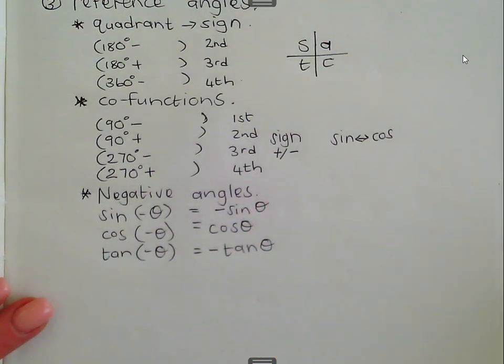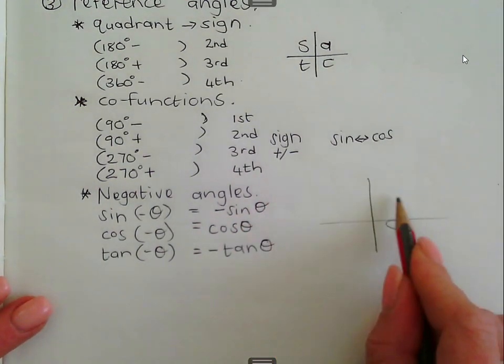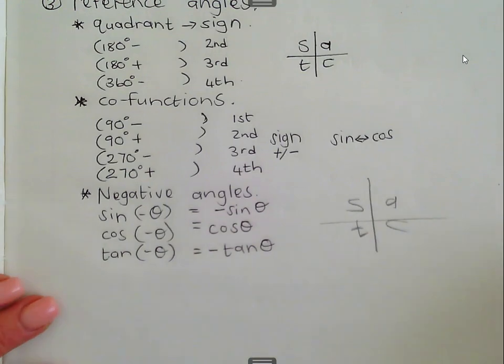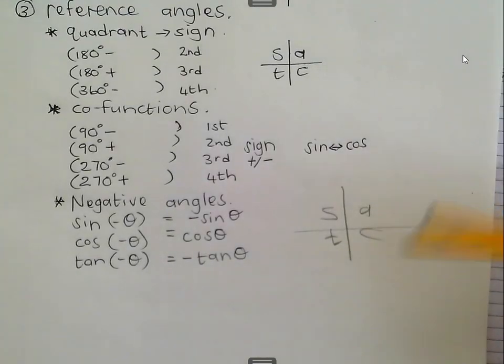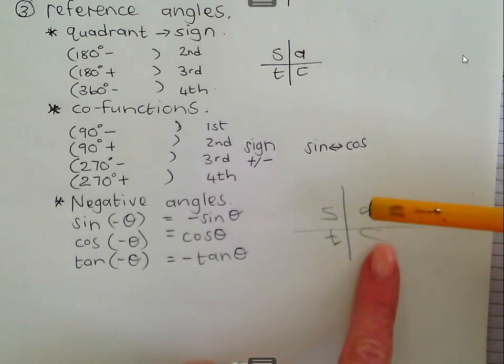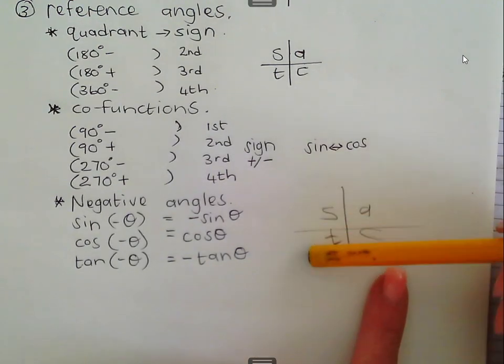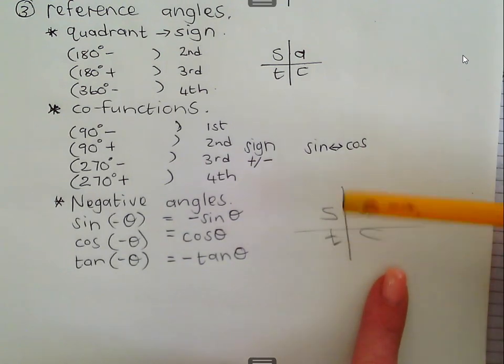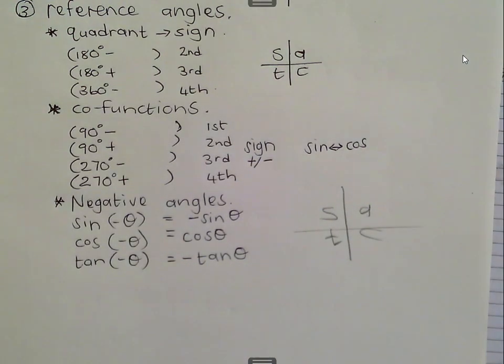Now the reason for that is, if you look at your CAST diagram, listen to what I'm saying. With cos, clockwise or anti-clockwise, it's positive, negative, negative, positive. Other direction, positive, negative, negative, positive. So it's the same signs. That's why the cos of a negative angle, when you go in the wrong direction, makes no difference.